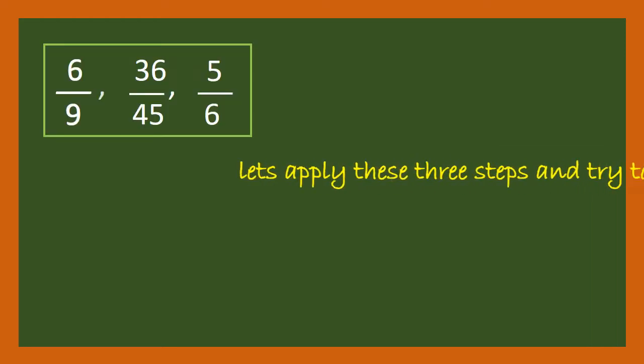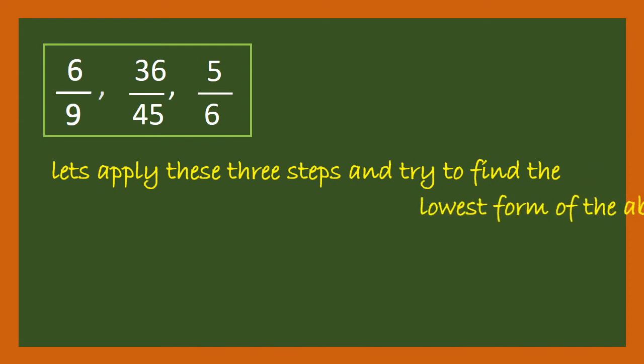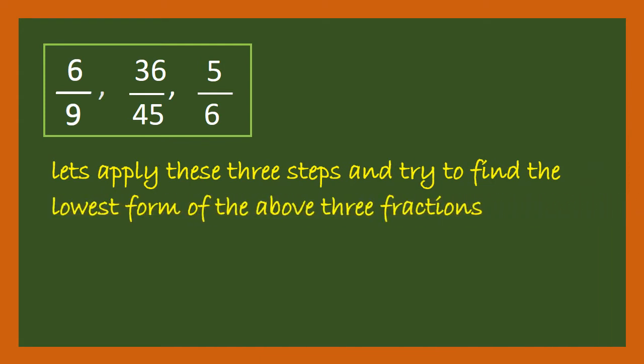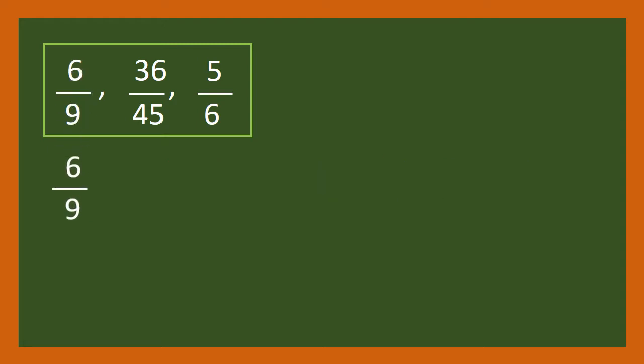Now we have three examples here. Let's apply these three steps and try to reduce these fractions to lowest forms. Example 1. 6 upon 9. Let's reduce 6 upon 9 to lowest form.